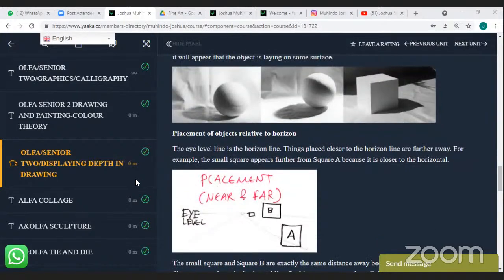Then also, this is related to perspective. I would request Shania to read it to us.